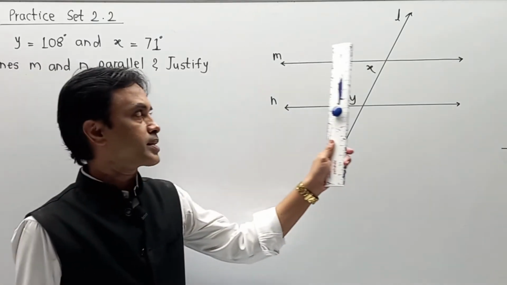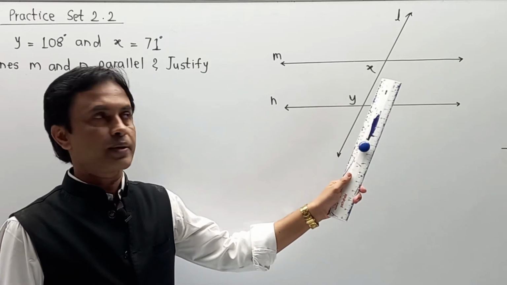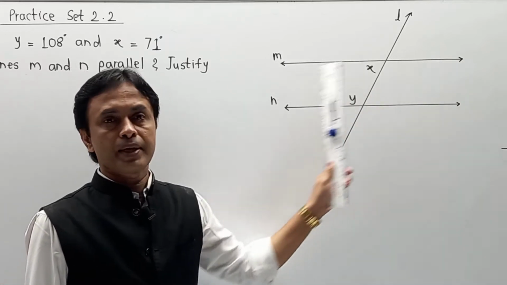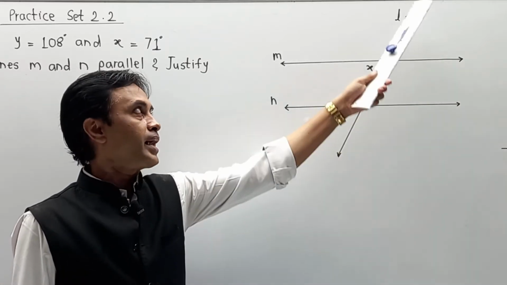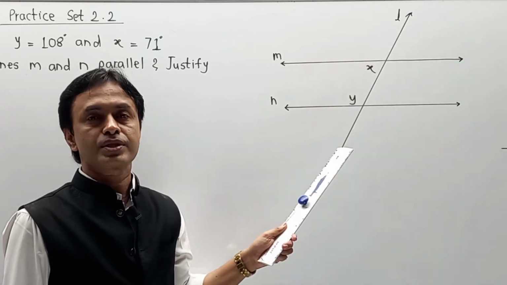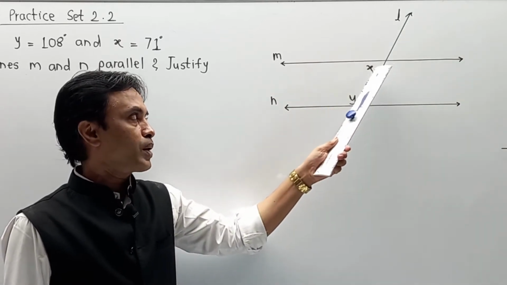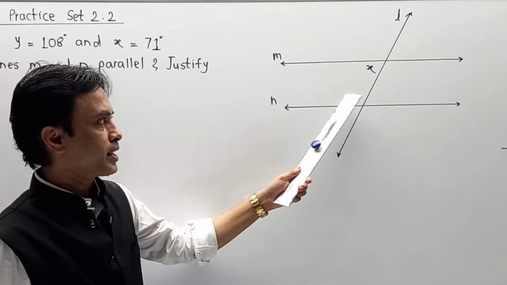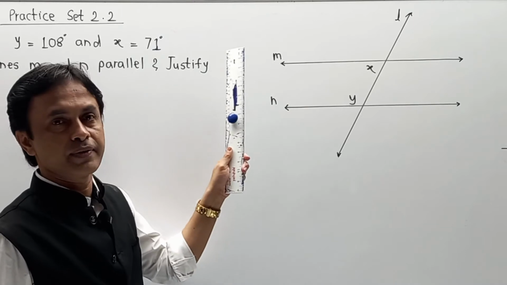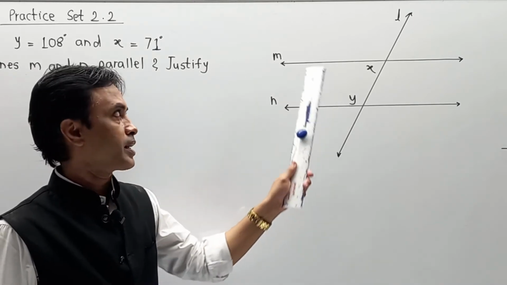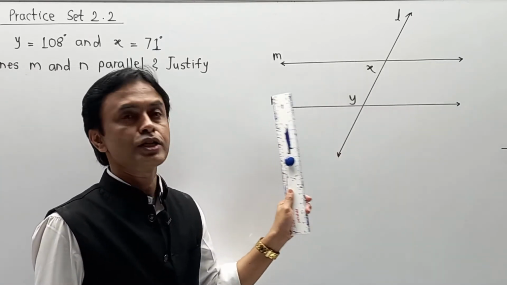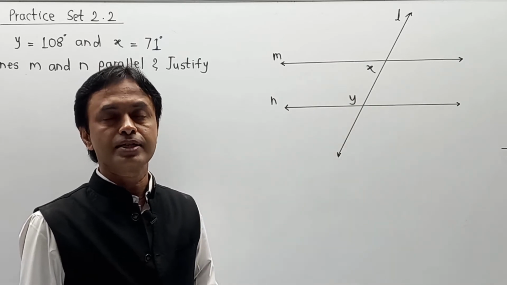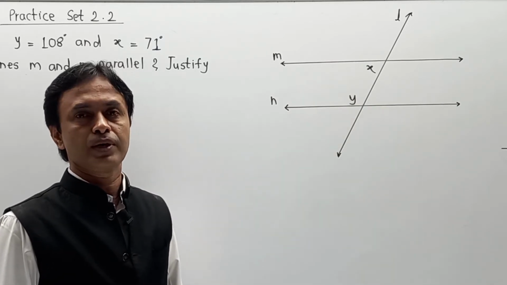Let us try to understand the same concept from a diagram. Here they have given line M and line N, and line L as a transversal. Here they have given two angles: angle Y, which has a value of 108 degree, and x, that is 71 degree. We have to justify whether line M is parallel to line N, either yes or no, with justification.